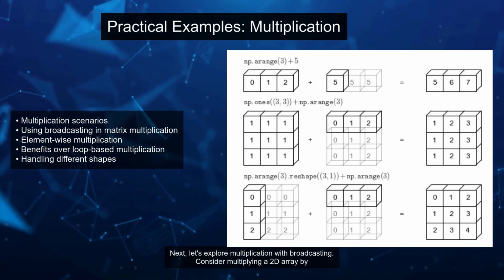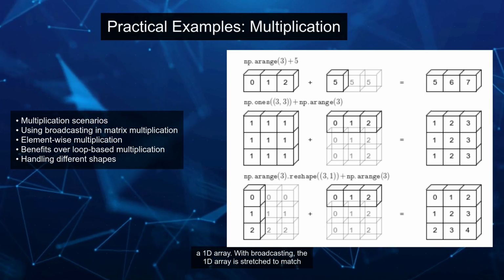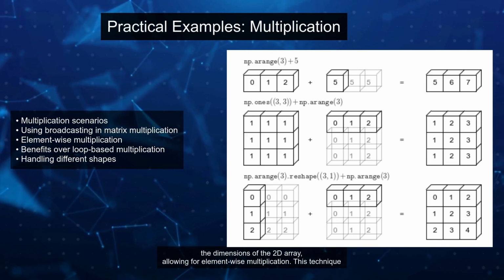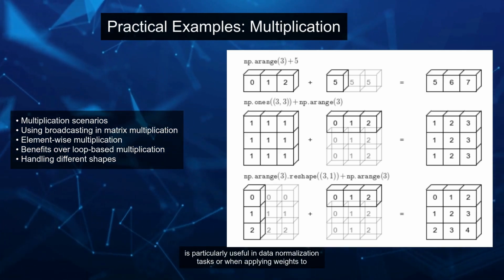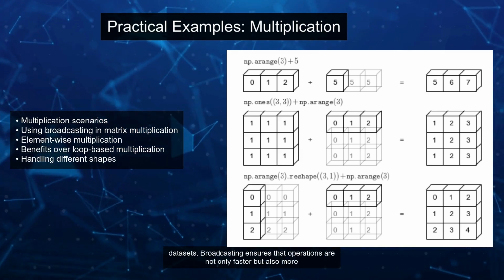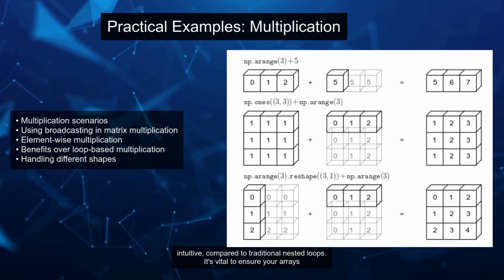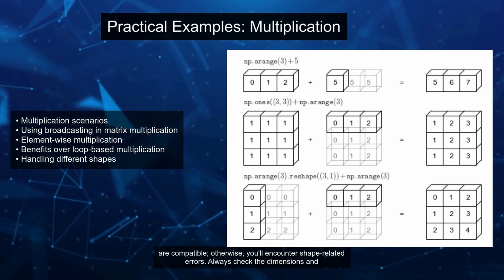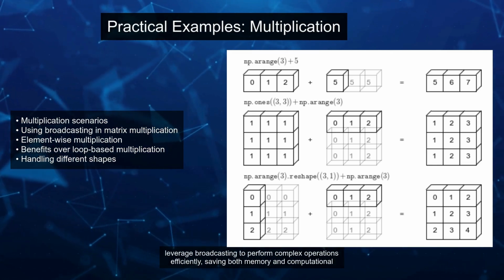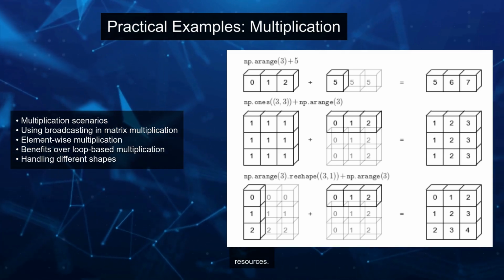Next, let's explore multiplication with broadcasting. Consider multiplying a 2D array by a 1D array. With broadcasting, the 1D array is stretched to match the dimensions of the 2D array, allowing for element-wise multiplication. This technique is particularly useful in data normalization tasks or when applying weights to datasets. Broadcasting ensures that operations are not only faster but also more intuitive, compared to traditional nested loops. It's vital to ensure your arrays are compatible, otherwise, you'll encounter shape-related errors. Always check the dimensions and leverage broadcasting to perform complex operations efficiently, saving both memory and computational resources.